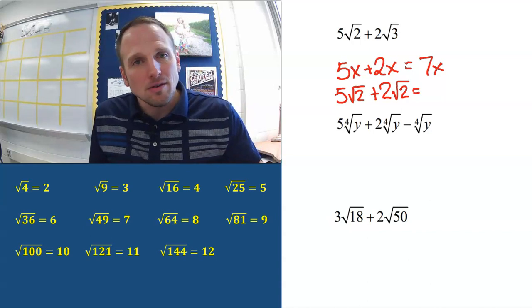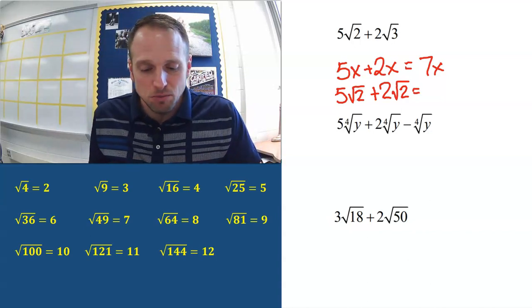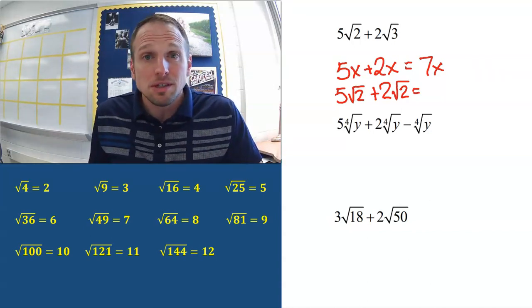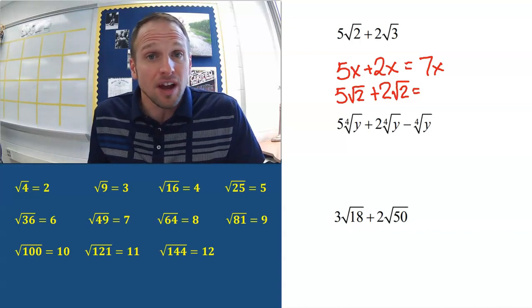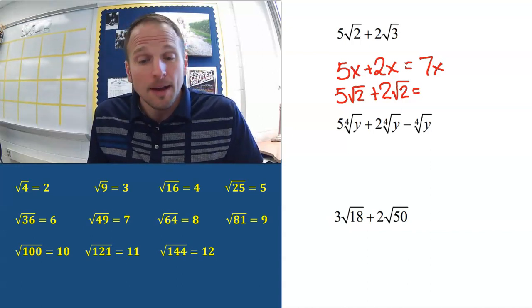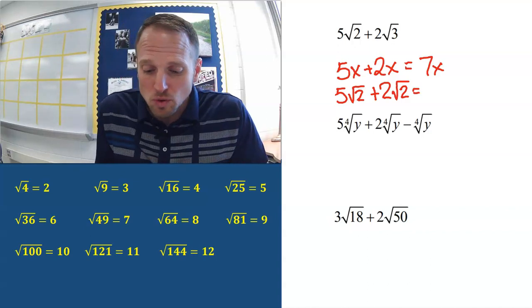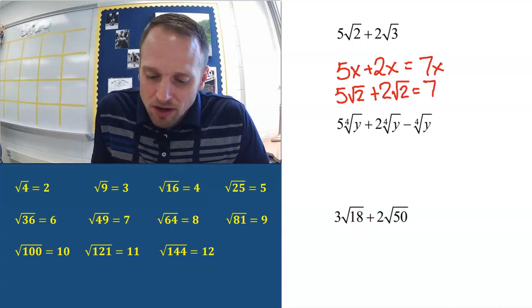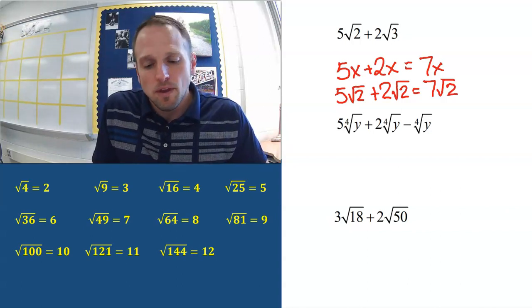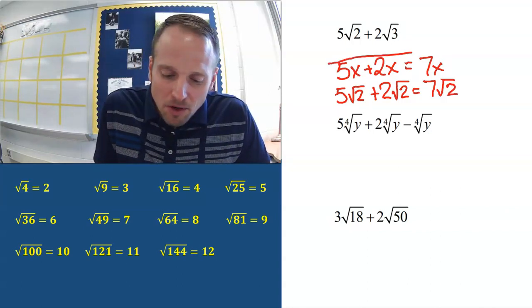Well, we see the pattern directly above it. 5 times something plus 2 times that same something is 7 times that same something, right? 5x plus 2x is 7x. So if we have 5 root 2 plus 2 root 2, that's just going to be 7 root 2. I'm going to kind of box this off.